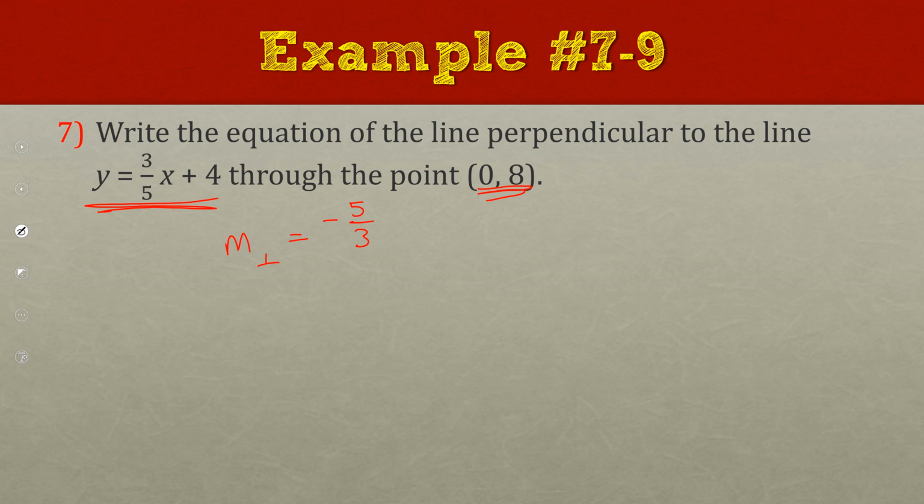So again, I'm going to stress, I have a slope, I have a point, therefore I'm going to use point slope form. Which would be what, Jack? I'll get you started. y minus y1 equals -5/3, parentheses, x minus 0. Perfect.